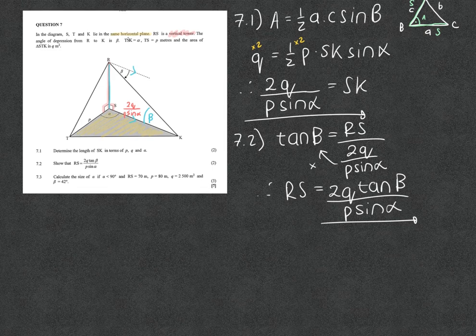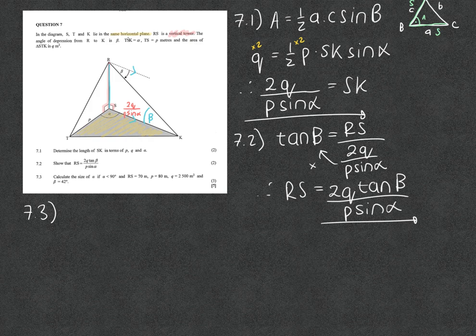Now we are just going to do 7.3, which looks like a basic substitution. They're asking us to calculate the size of alpha if alpha is less than 90, so it's an acute angle. RS is equal to that, P is equal to that, Q is equal to that, and beta is equal to that. Okay, so with the information given here, it makes sense for me to use this formula because I can substitute everything in and then solve for alpha.